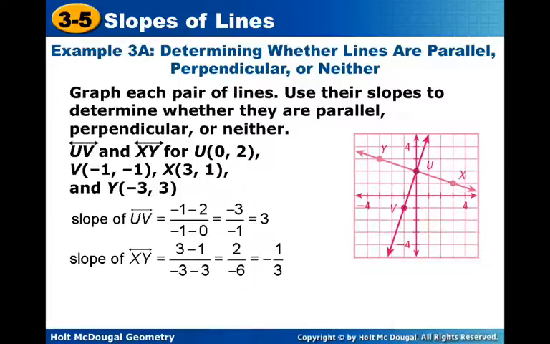So they are indeed perpendicular, because those are negative reciprocals of each other. You just flip it and change your sign to get the other one. So they are perpendicular. And if you don't remember, perpendicular means that they meet at a right angle. Not that they just intersect, but they intersect at a right angle.